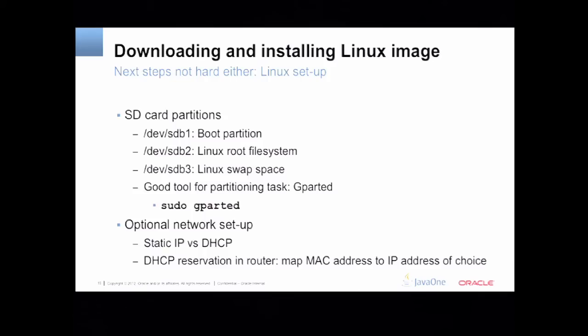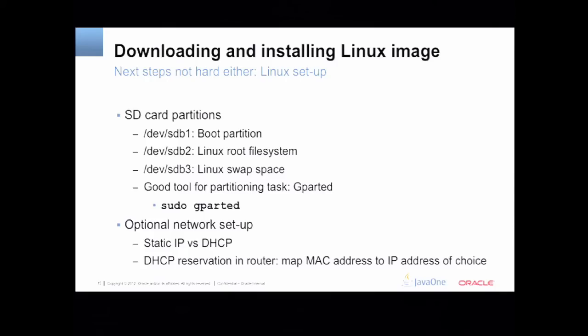So the next steps are not that hard either. In the standard distro, if you download the image and copy it to your SD card, you'll notice there are a couple of card partitions, which I have indicated here on the slide. There's a boot partition, Linux root file partition, and Linux swap partition, and you might want to resize some of them to suit your needs. A good tool for that would be gparted. You could just run it with sudo gparted and make all the necessary resizings of all these partitions.